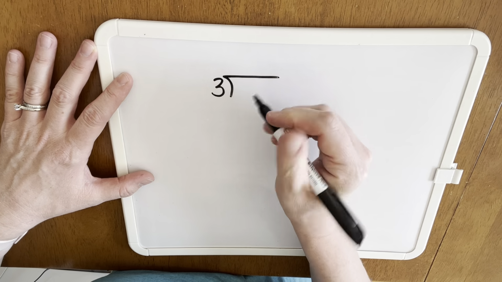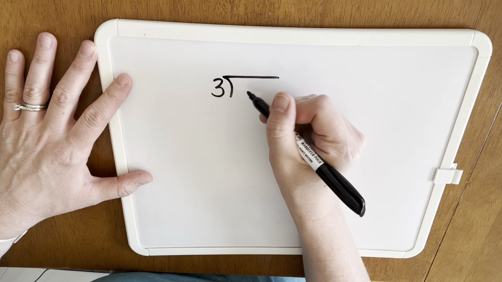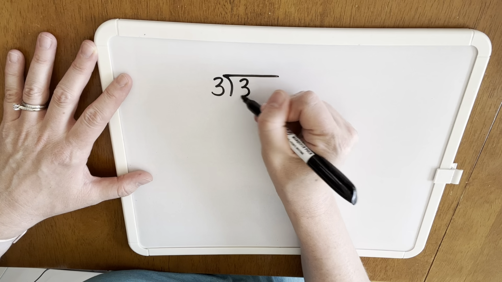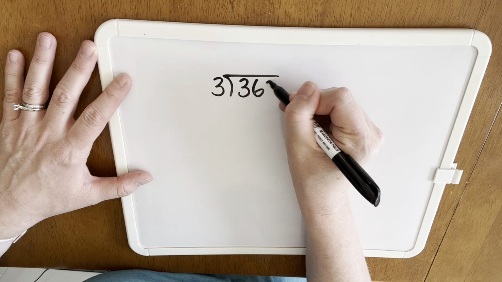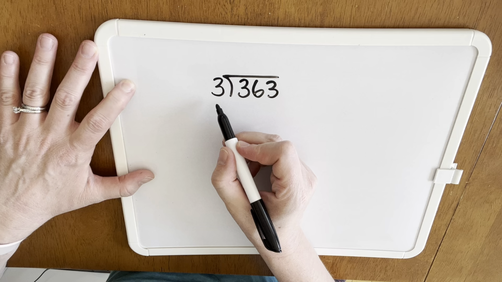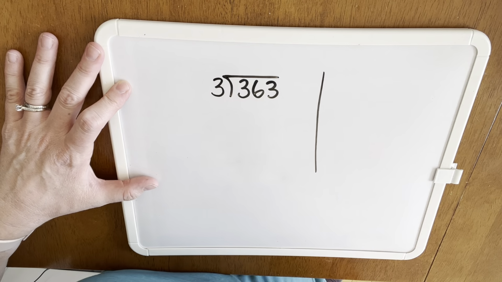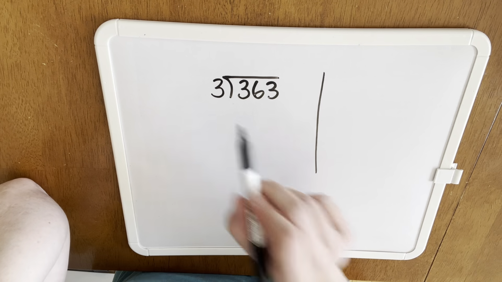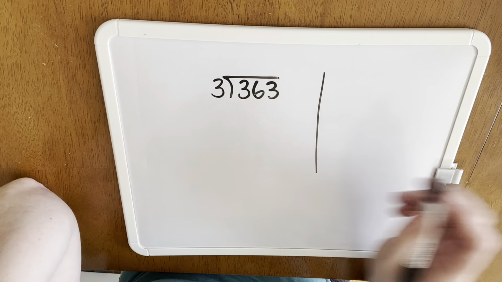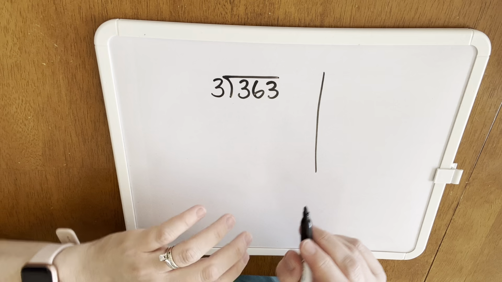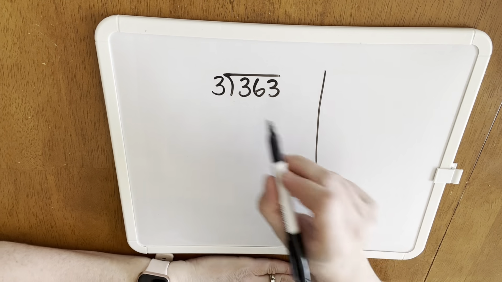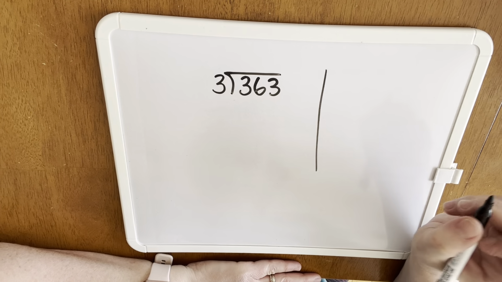Let's say we have the dividend of 363, and our divisor, the number that we're dividing by, is 3. Okay, so let's have a look. 363 divided by 3. When I'm doing repeated subtraction, I'm looking at the number as a whole. I'm not looking at each individual part.